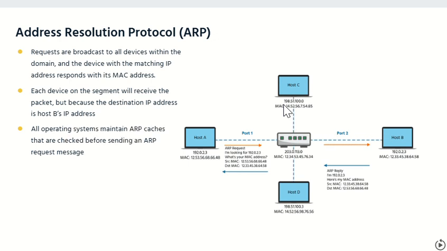All operating systems maintain ARP caches that are checked before sending an ARP request message, and each time a host needs to send a packet to another host on the local area network, it will first check its ARP cache for the correct IP address and the matching MAC address.